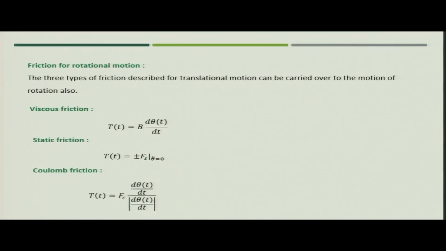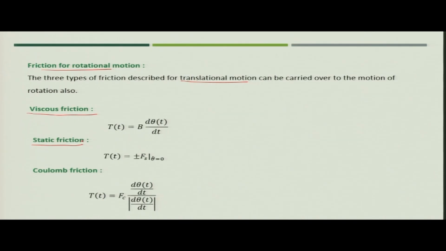Now, similar to what we saw in case of translational motion, in this case also we will see various frictions. What are those frictions? First is viscous friction, that is torque T equal to B d theta by dt. This B is called a viscous friction coefficient.